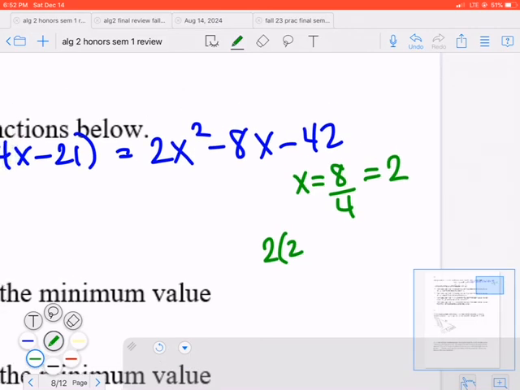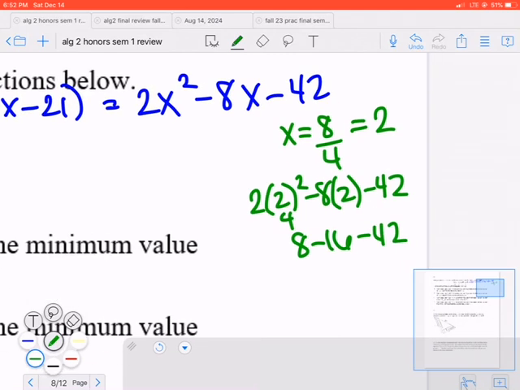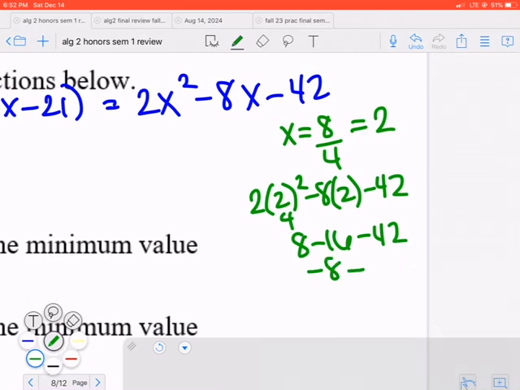2 times 2 squared minus 8 times 2 minus 42. That's 4, so that's 8 minus 16 minus 42. Negative 8 minus 42 is negative 50.